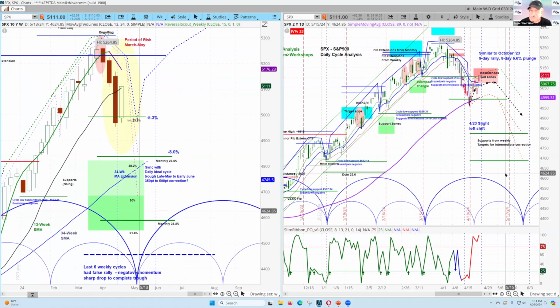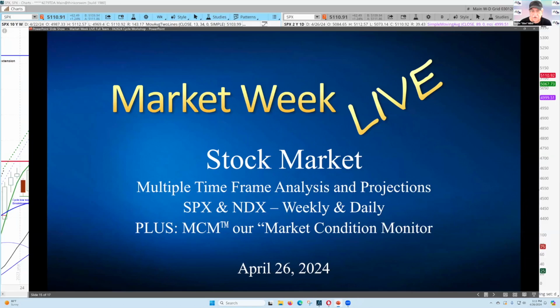There's that S&P 500 again. Again, we're looking for maybe just a little bit more rally in here, maybe for a week, maybe a little bit more than that, and then getting into this period of a potential sharp decline.